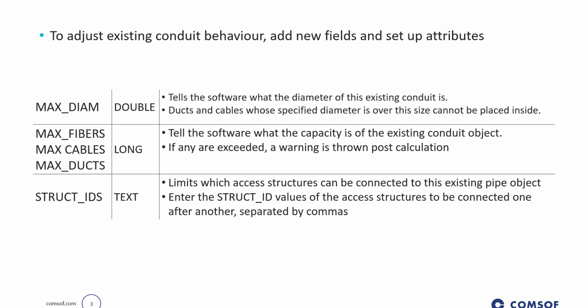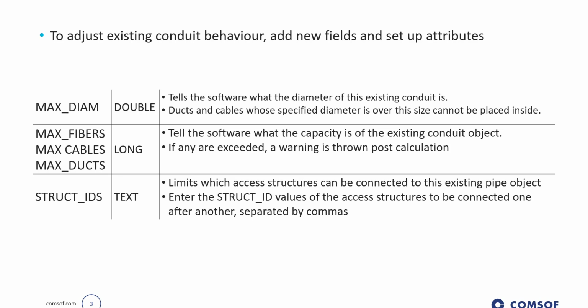Adding new fields and setting up attributes on your existing conduit data can help adjust how these pipes are treated. The field maxDiam tells the software what the diameter of this existing conduit is. Ducts and cables whose specified diameter is over this size cannot be placed inside. Max fibers, cables, or ducts all tell the software what the capacity is of this particular existing conduit object. If any of them are exceeded, a warning is shown post-calculation.